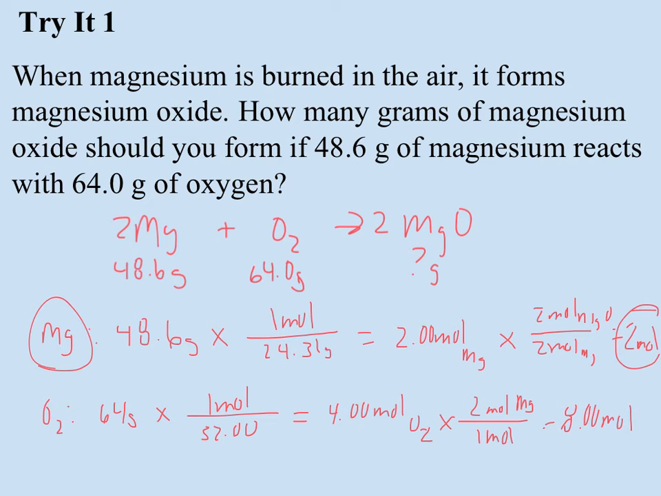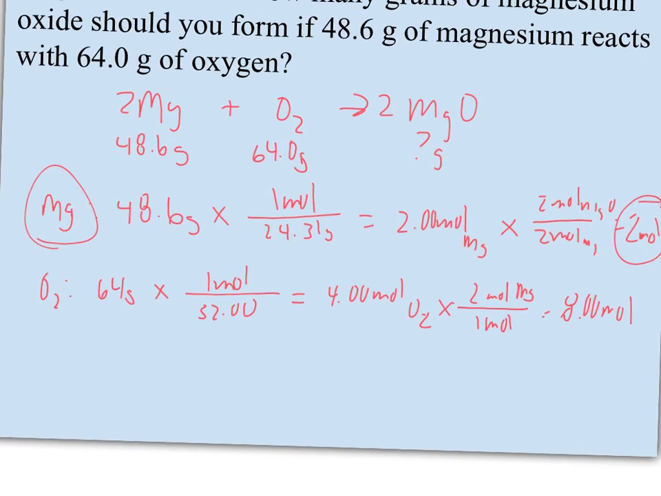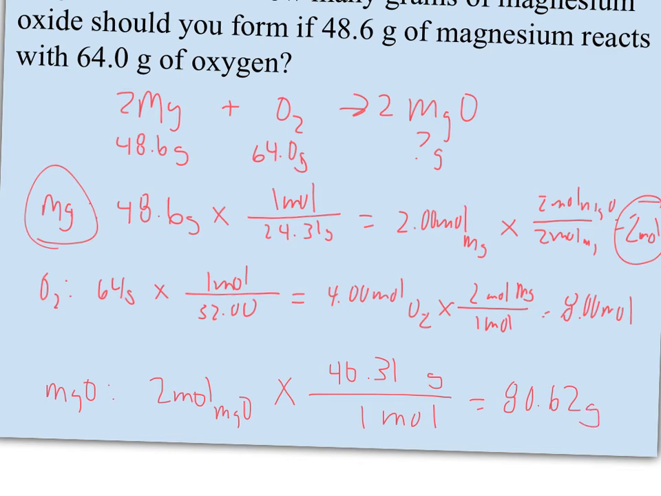So now that I know I'm going to make 2 moles of MgO, let me go ahead and scroll this. So my MgO is going to be limited to the 2 moles. So as far as grams, I need to find my molar mass, which is going to be 40.31, 16 plus 24.31. And 2 moles of that is going to give me 80.62 grams of my product.